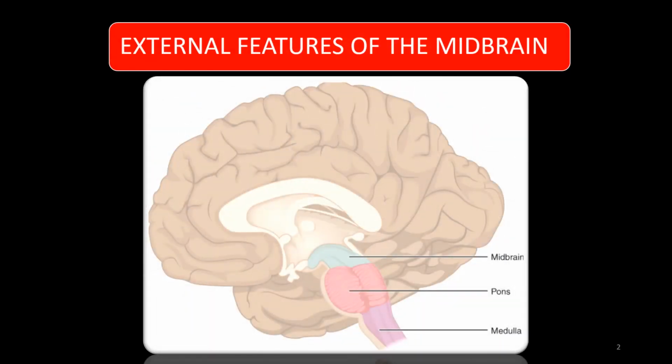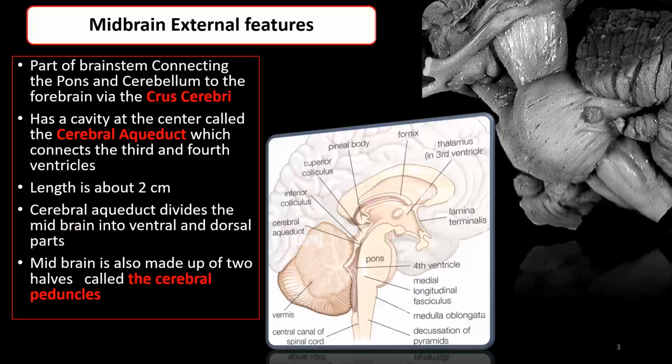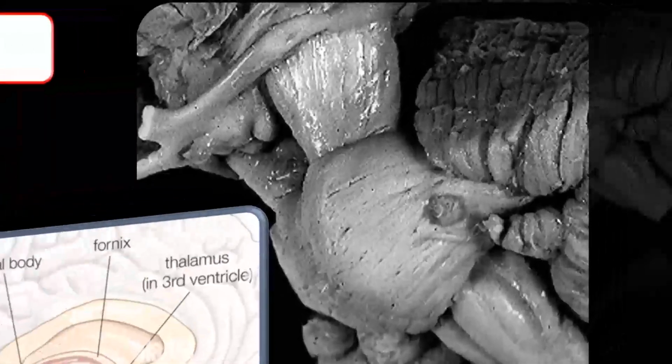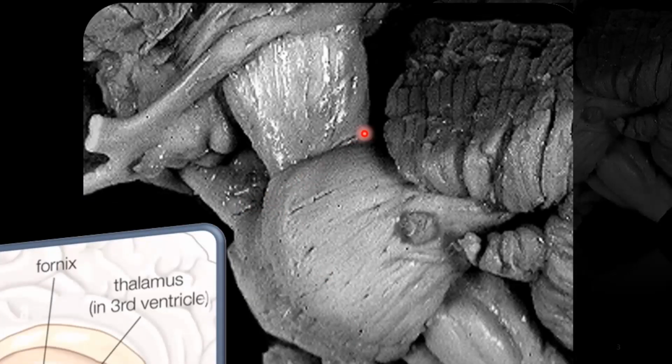We will start with the external features of the midbrain. This is the part of the brainstem that connects the pons and cerebellum to the forebrain. Let's look at our first image. This part is the part that is called the midbrain. Now, in this midbrain, it connects to the cerebrum through this structure called the crus cerebri. Now, this midbrain has a cavity that is called the cerebral aqueduct. We're going to use our next image to have a good look at the cerebral aqueduct.